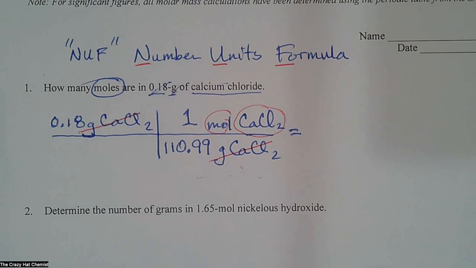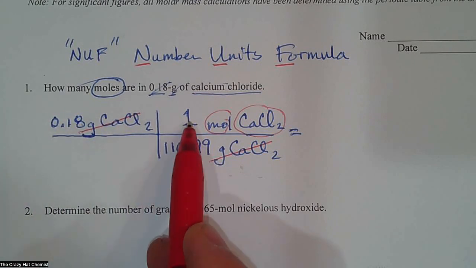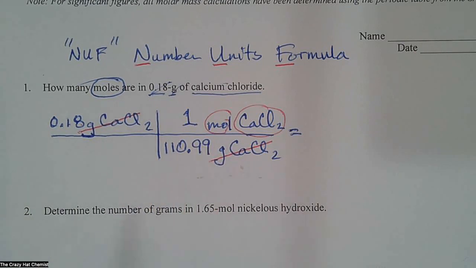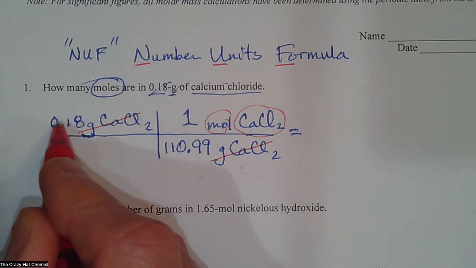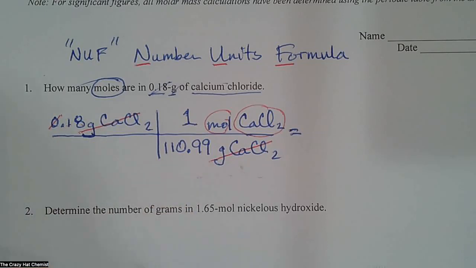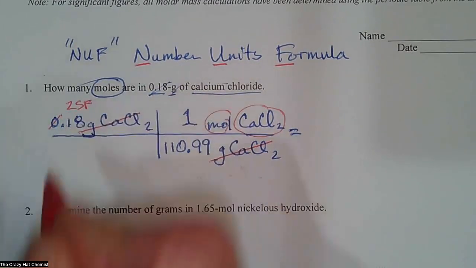So we're going to plug this into our calculator. We're going to say 0.18 times 1 divided by 110.99. Okay. And in order to get the correct numeric value here, we're going to round this correctly. So leading zeros do not count. All non-zero integers count. So the number of significant figures here is 2 significant figures.